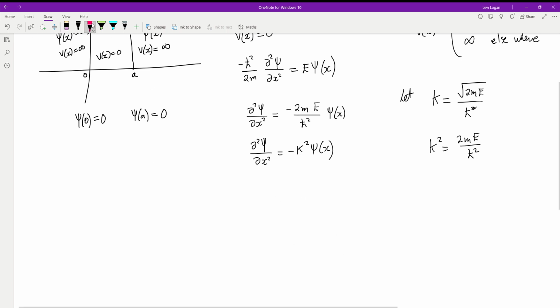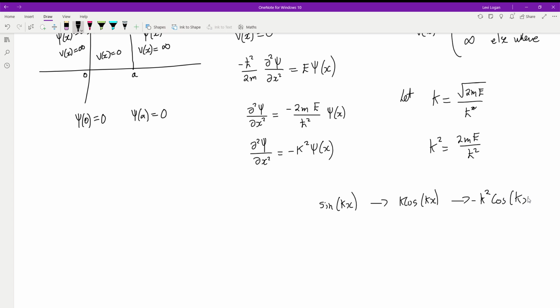So if we had, let's say, sine of kx, if you differentiate that, that's going to give you k cos of kx. And if you differentiate that again, bring the k out the front again, it's going to be negative k squared sine of kx. This would work for our equation. Sorry, I don't know why I keep writing cos.